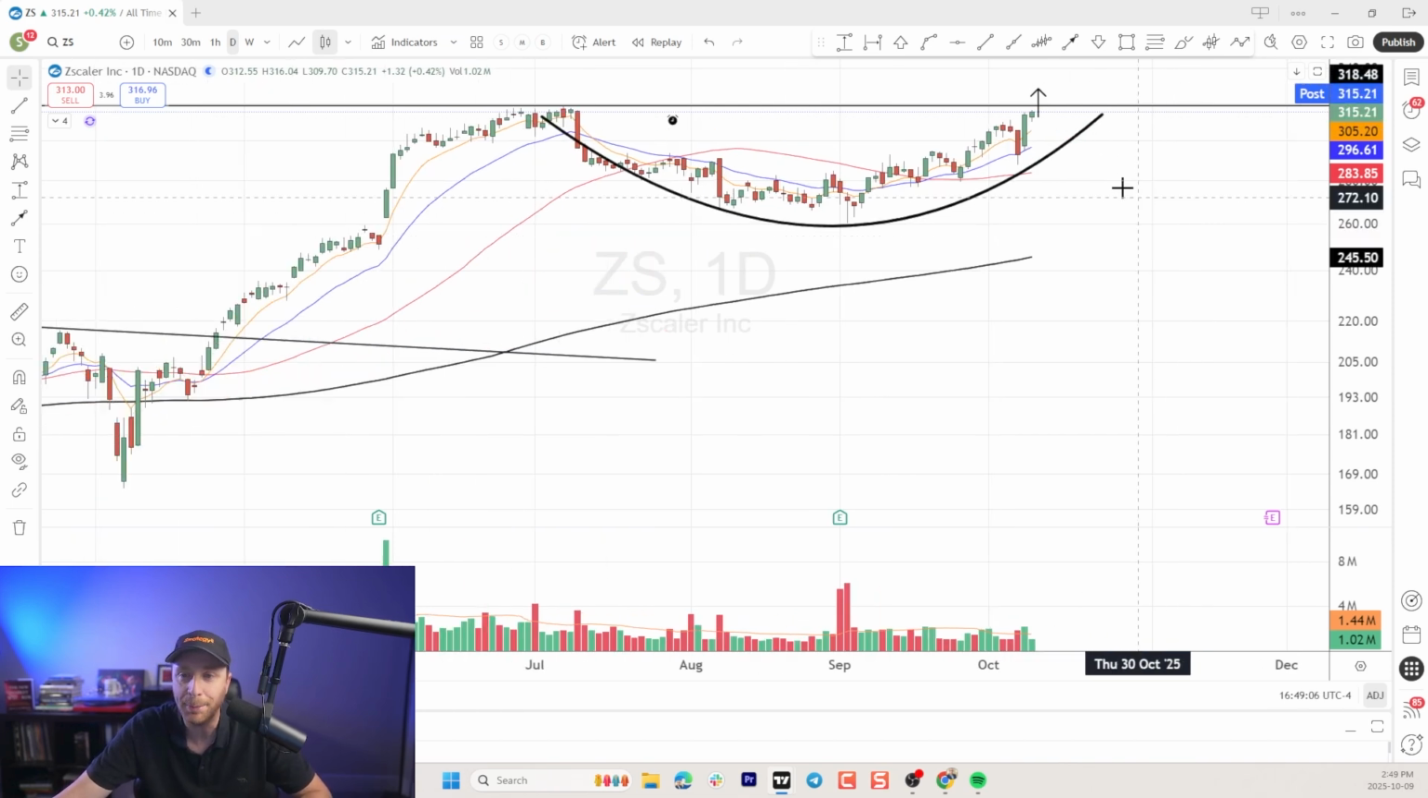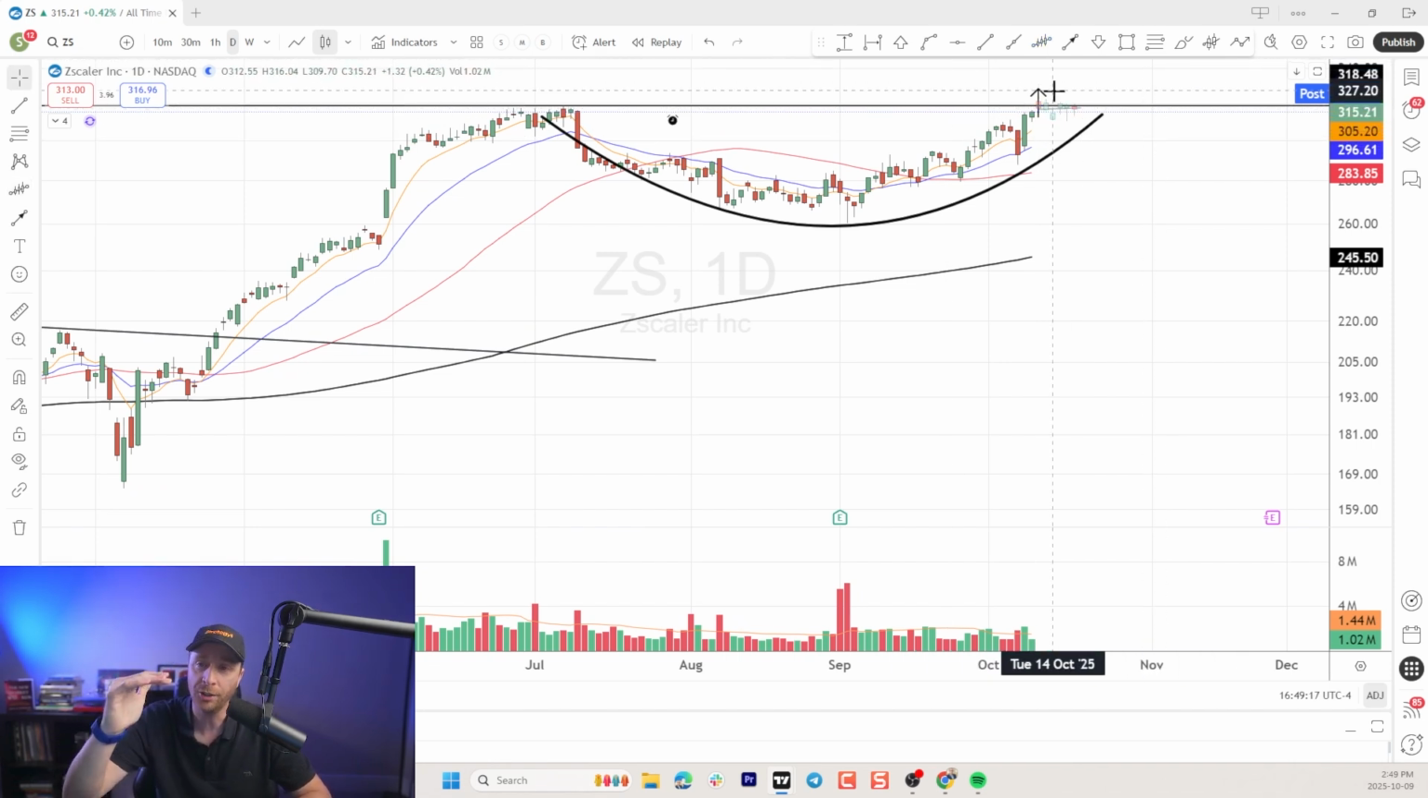Now, what might happen is we might actually stall out in and around resistance. It wouldn't be out of the realm of possibility to just kind of chop around this level and base right under that 318 or 320 level before a potential break higher.